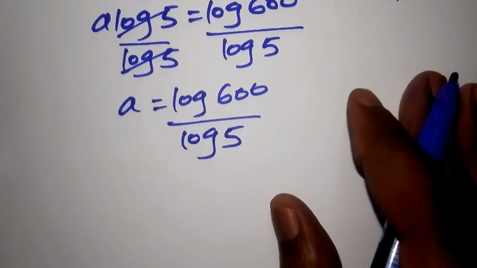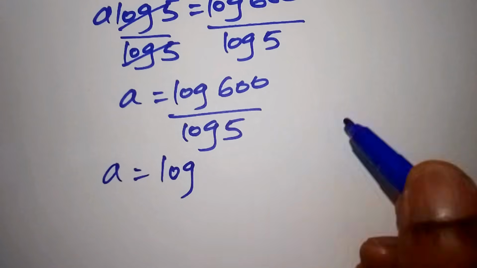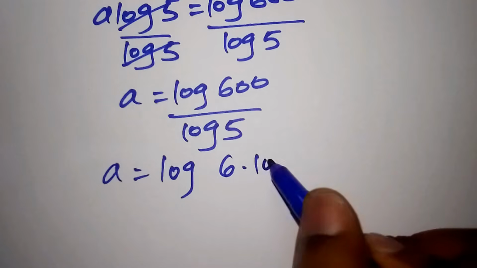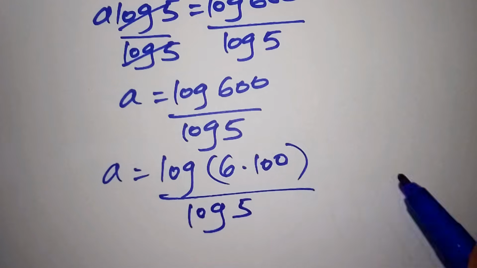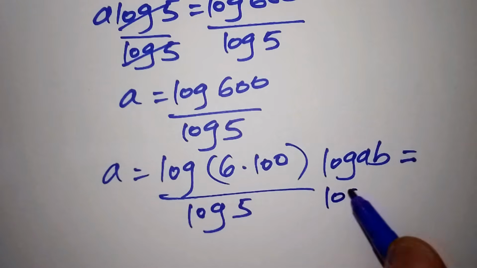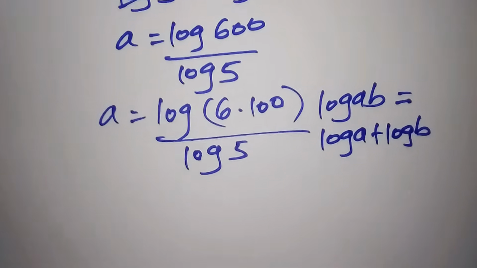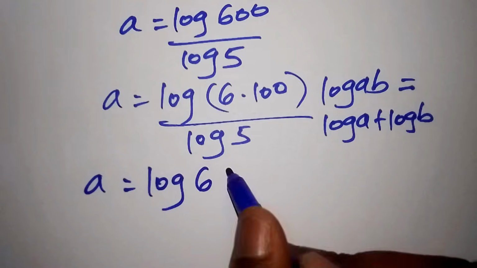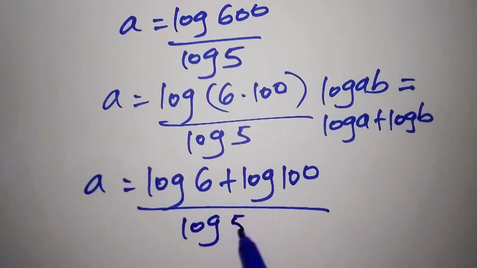So the log of 600, we can rewrite it as a is equals to the log of 6 multiplied by 10 times 10, that is 6 multiplied by 100, all over the log of 5. So assuming that we have the log of a multiplied by b, this can be written as the log of a plus the log of b. So here now we can have the value for a is equals to the log of 6 plus the log of 100 all over the log of 5.